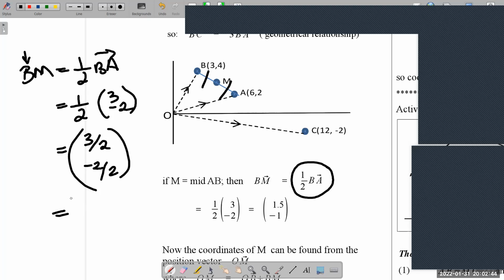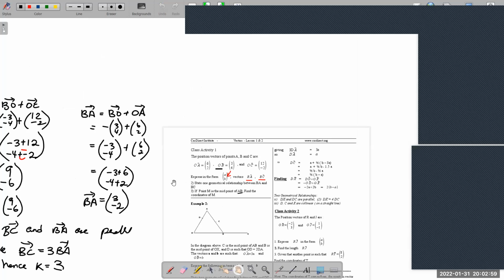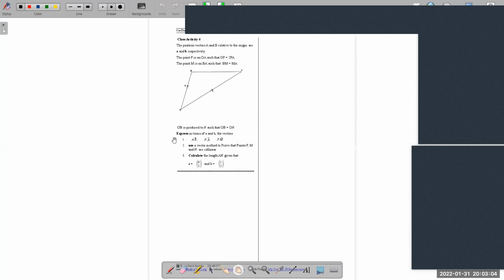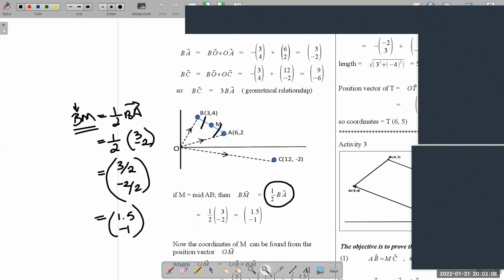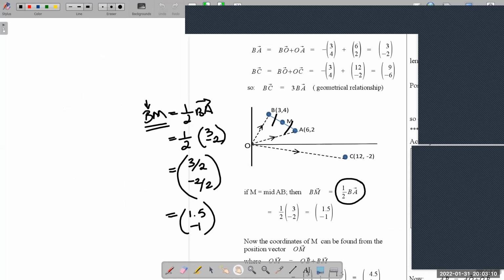So what do we get? We get 1.5 and we get negative 1. But guess what? Did the question just ask us to find BM, or did it ask us to find the coordinates of M? Anybody remember what the coordinates of M mean? If something asks you to find the coordinates of M, what are you supposed to be looking for? OM. Remember, that's the first thing I teach y'all. If you want the coordinates of any point, you find OM.